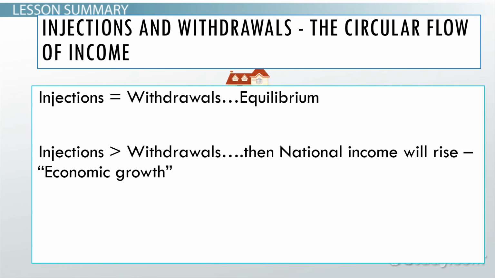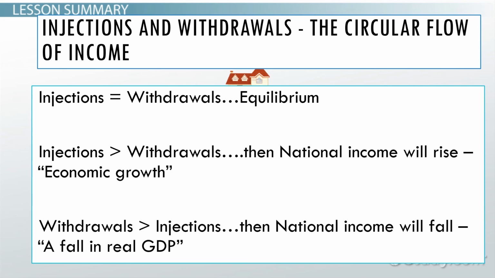If injections are greater than withdrawals, then the national income will rise. The money flowing around the circular flow will increase, and we would equate this with economic growth. Lastly, if withdrawals are greater than injections, then national income will fall. There'll be a fall in real GDP.